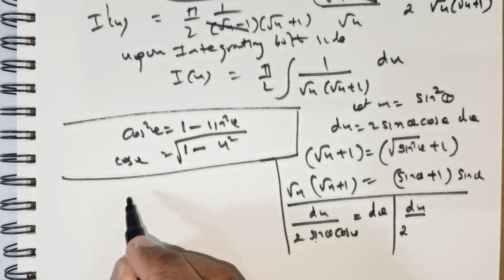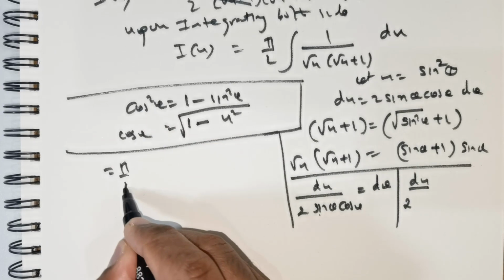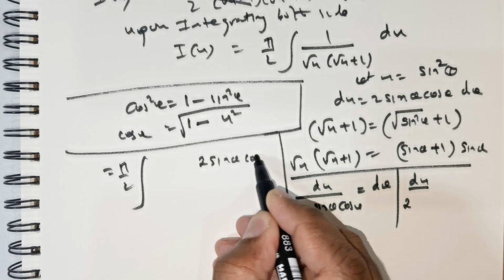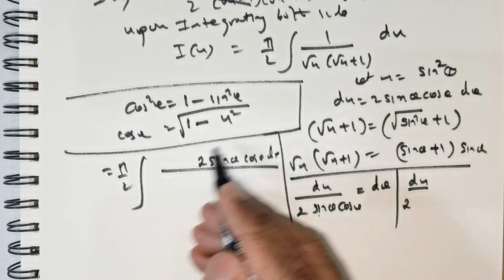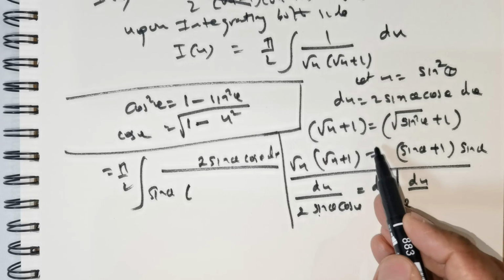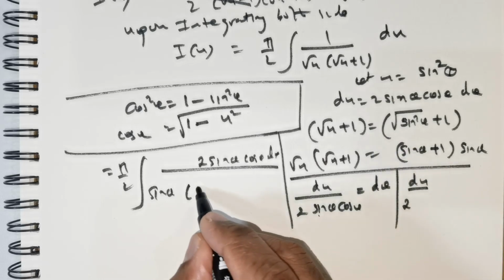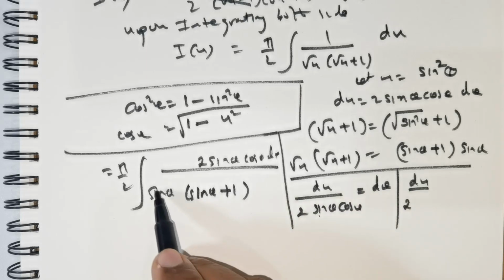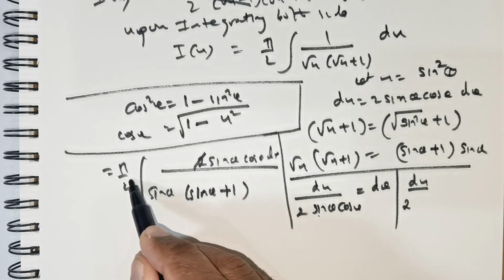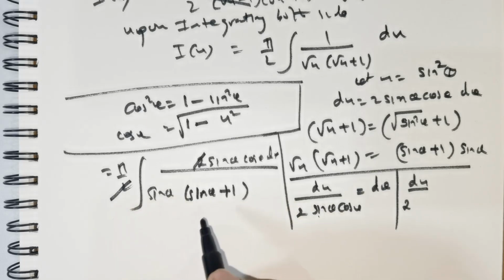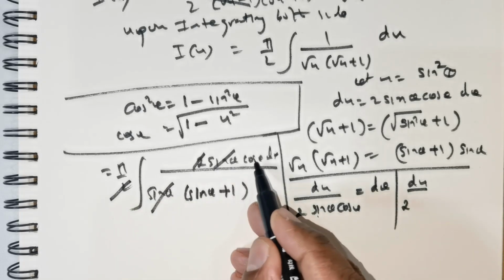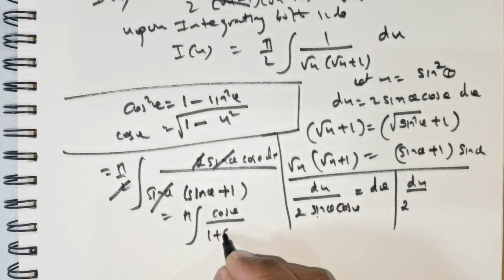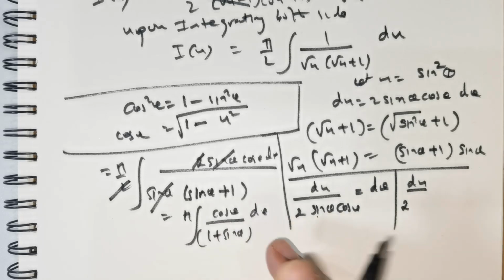So let me just directly substitute and see. So pi over 2 times the integral, my du is 2 times sine theta cos theta d theta divided by my root of u, which is sine theta. My root of u plus 1 is going to be sine theta plus 1. So clearly the 2 gets cancelled out, and my sine theta gets cancelled out. I have a cos theta divided by 1 plus sine theta and d theta.